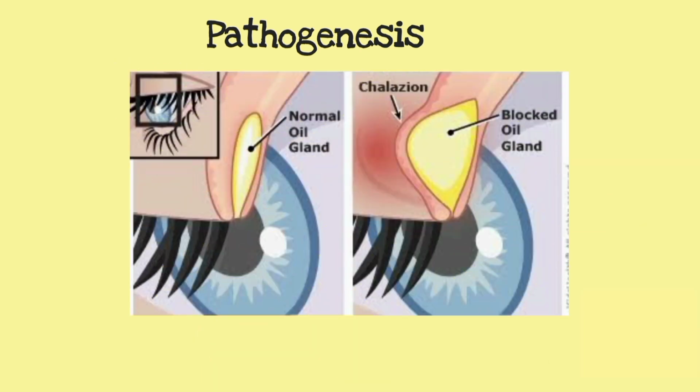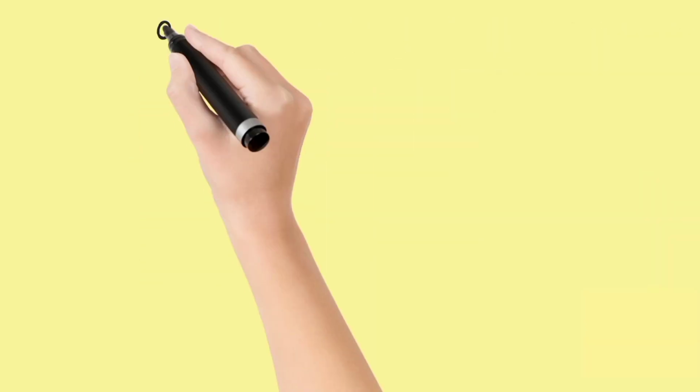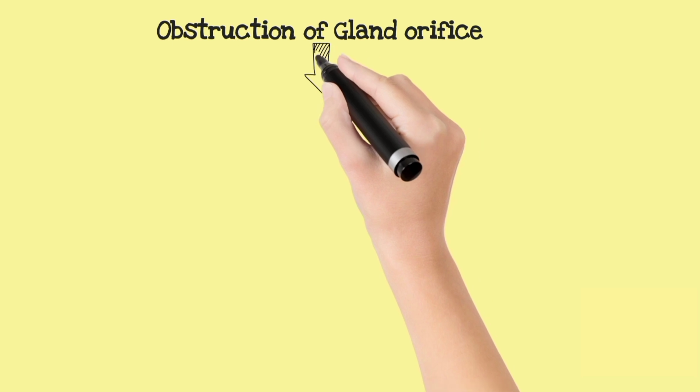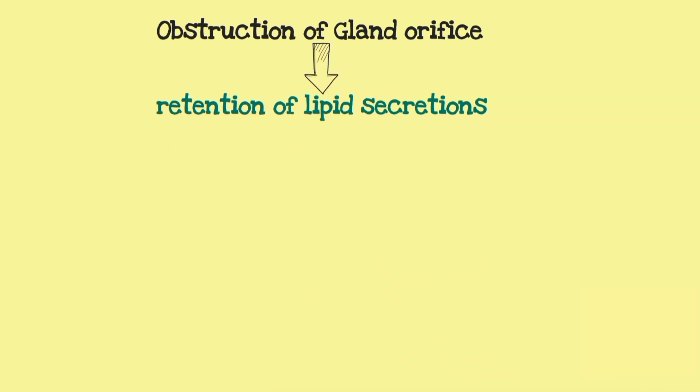In this picture, you can see that on one side the meibomian glands are normal. It is not swollen at all, while on the other side you can see blocked meibomian glands, that is due to retained sebaceous secretions and the inflammatory reaction. Now let's see how it occurs. Obstruction of gland orifice. The gland orifice can get obstructed by any cause. It can be due to infection or any unknown cause. And when there is obstruction, it leads to retained lipid secretions in the glands.